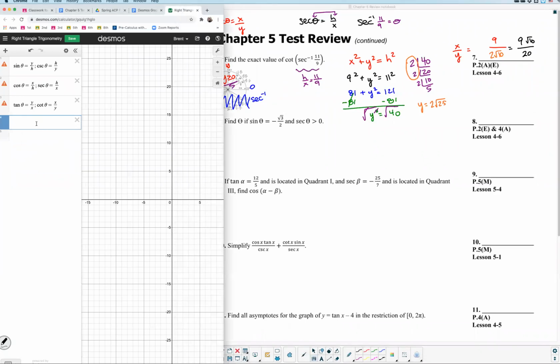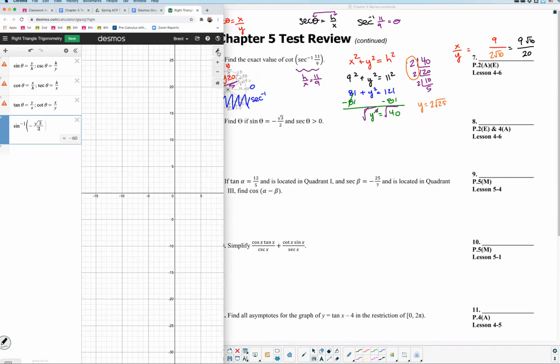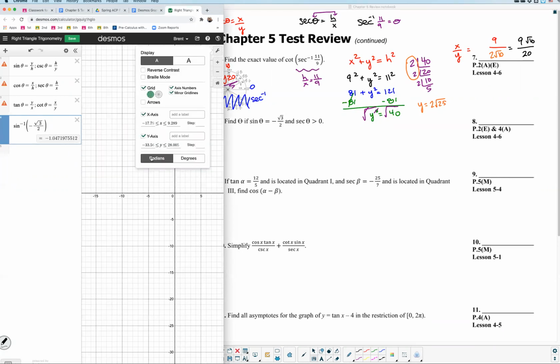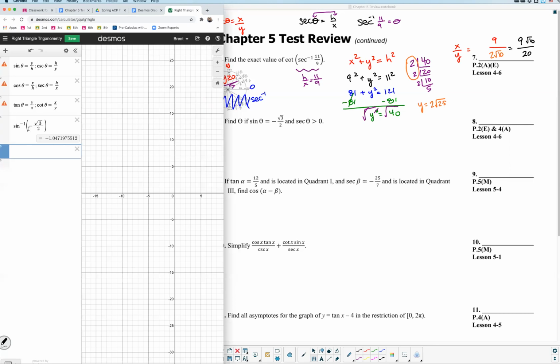So what I'm going to do here is I'm going to say sine inverse. I'm going to try. I might end up finding out that I can't solve this problem in the calculator. We'll see here. Negative square root of 3 divided by 2. So it's giving me a value. I'm obviously in degrees. I'm going to change to radians. This is what we typically work in if it doesn't state. So that's the value of theta here.